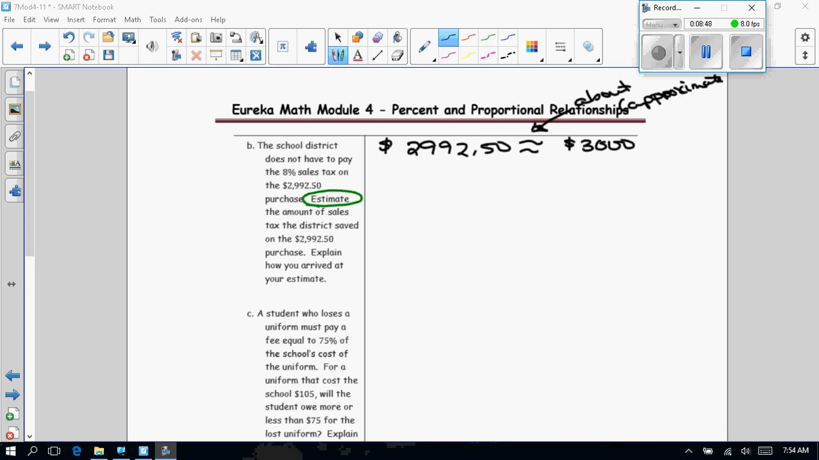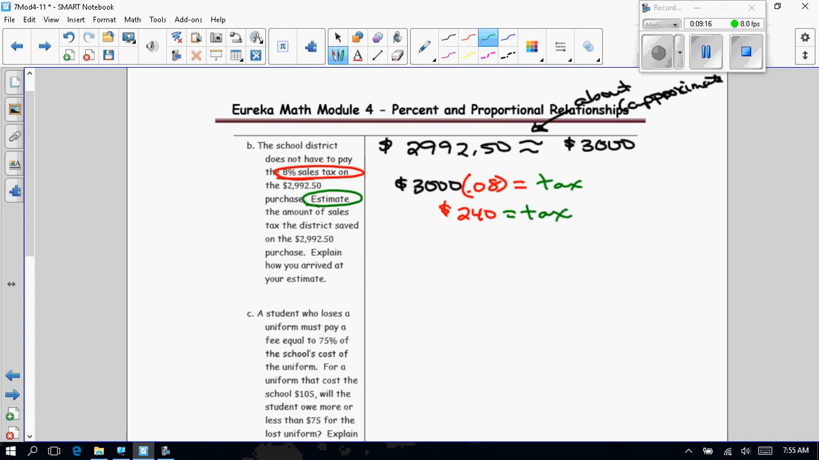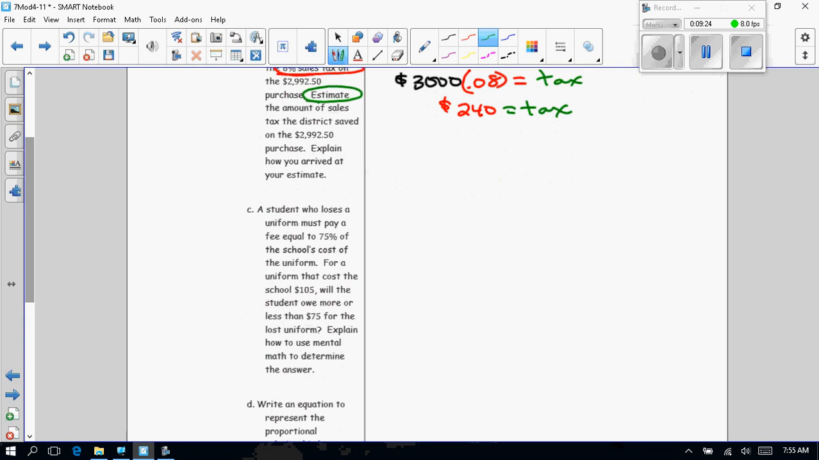So it's approximately $3,000, and it says that they would have paid 8% sales tax. So let's just take our 3,000 and multiply by 0.08, and find out how much our tax would have been. When you grab your calculator and do this, you find the tax would have been around $240. So that's how much they saved in taxes, because schools don't have to pay the tax. If you had to pay it out of your own pocket, you're in an organization or whatever, you have to pay that tax. That's how much they would have had to pay.